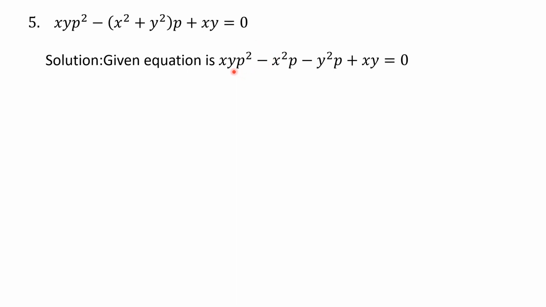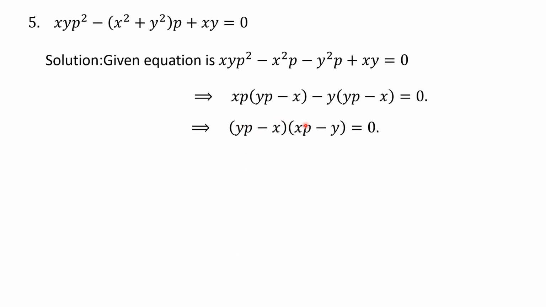So we can easily factorize it by identifying the common factor from the first and the second, that is xp is common. So what is left is yp minus x. So from the third and fourth I'll write yp minus x. So what is left is here minus y, just write minus y into yp minus x, so that gives xy, minus of minus plus xy. So the factors are yp minus x into xp minus y equal to 0.